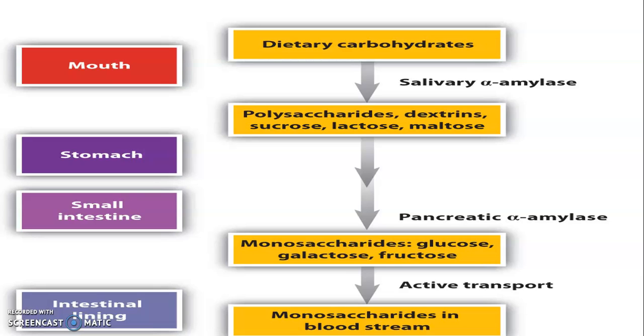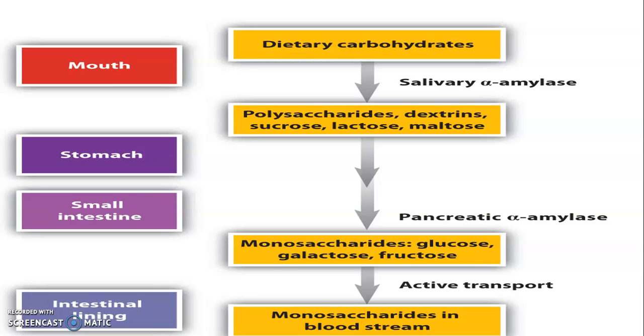Salivary gland secretes salivary amylase, which is an enzyme. Wherever we are seeing A's, then it is an enzyme. It will start to digest starch inside the mouth into a simple polysaccharide. It will still be a polysaccharide, but simpler than the first one, and also it will digest it into a certain type of disaccharide.